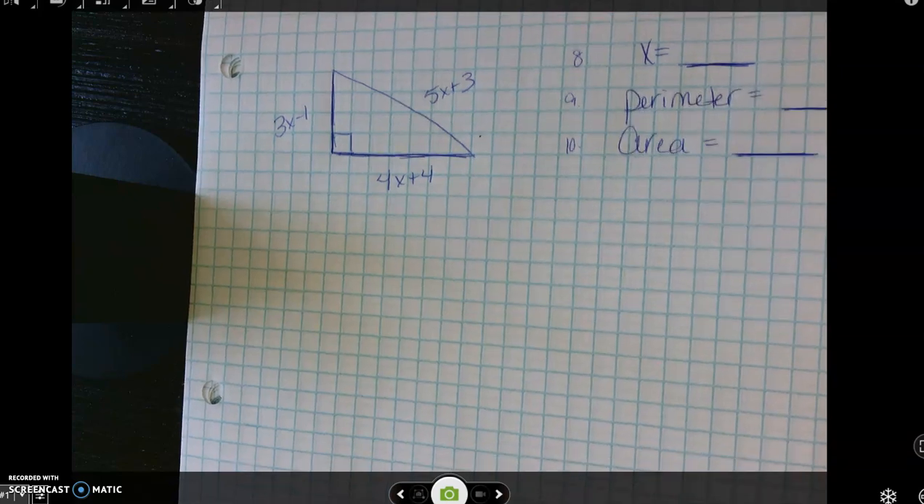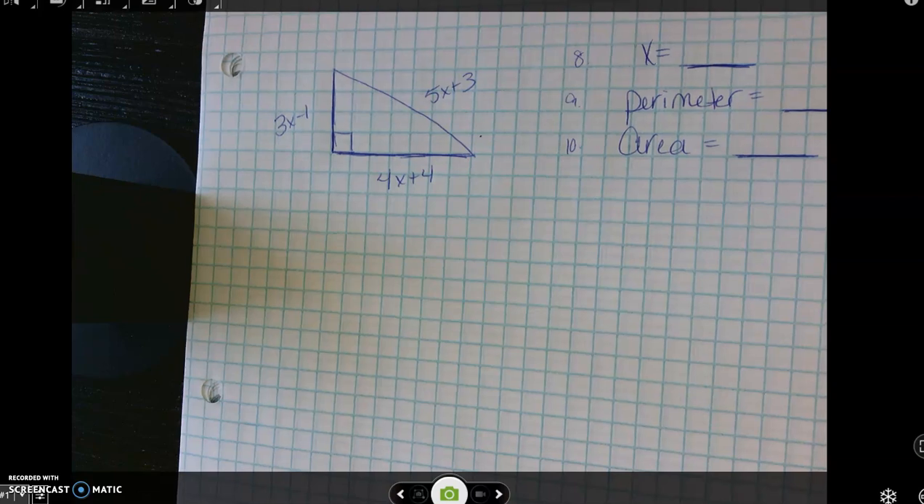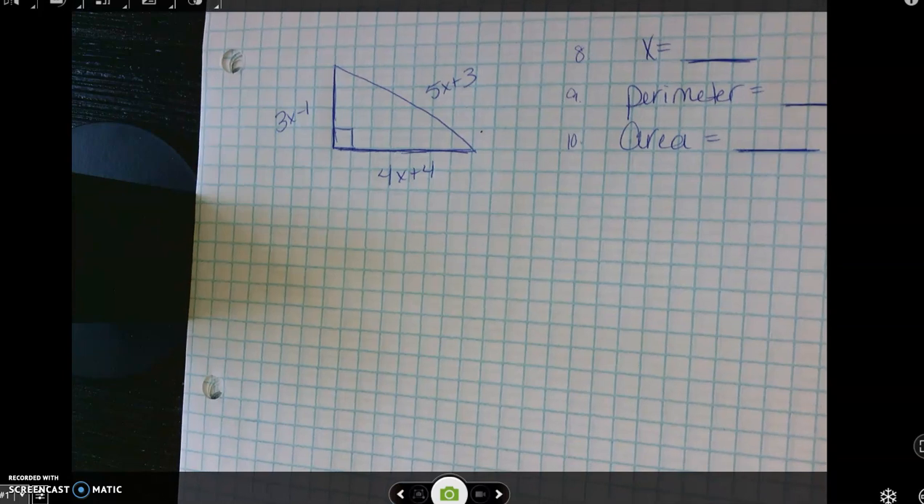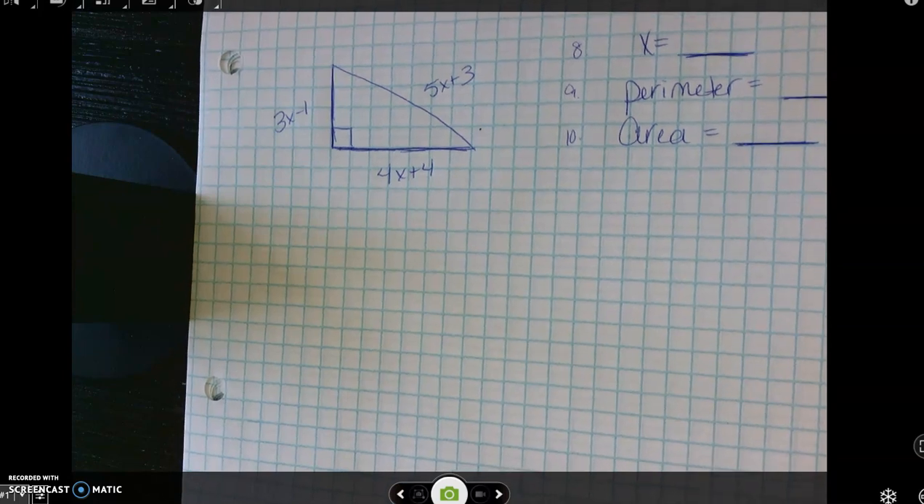Hi everyone. I want to address a couple questions from the Flex Day on Friday assignment with the Pythagorean theorem. So I'm going to start with number 8, 9, 10 because those are the three that I'm getting the most questions about, and as I graded the ones that were done, they were not correct, so you can go back and change your answers. I've got an example that looks like number 8, 9, 10, but it's not the same, so you're going to have to do it on your own.